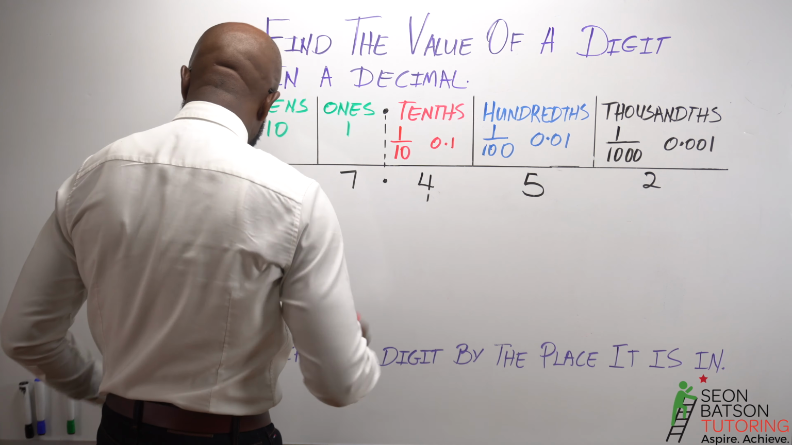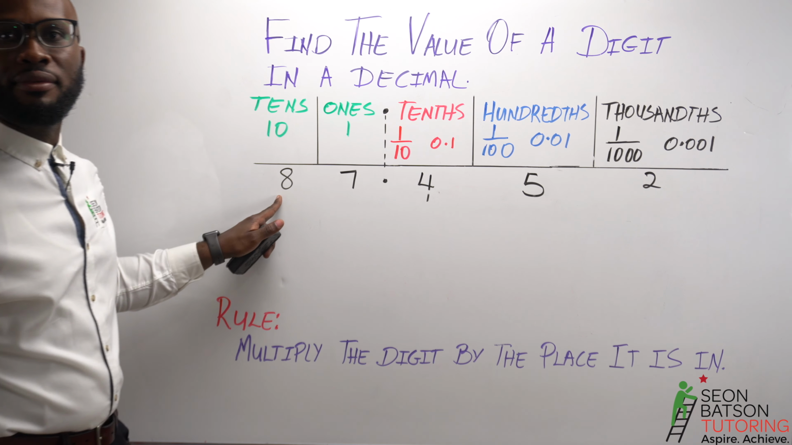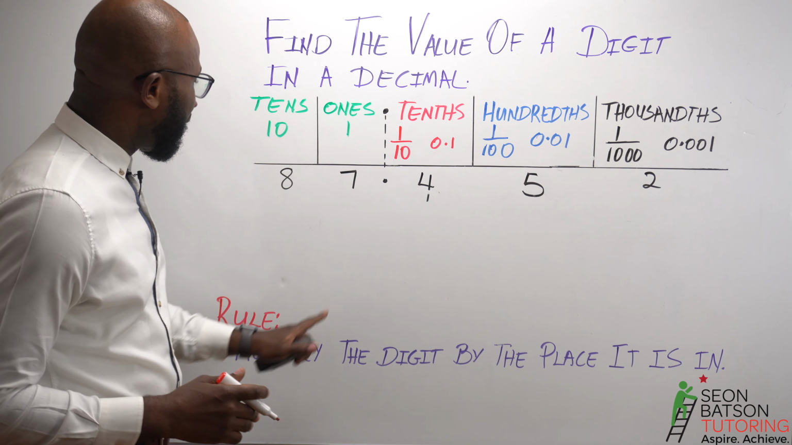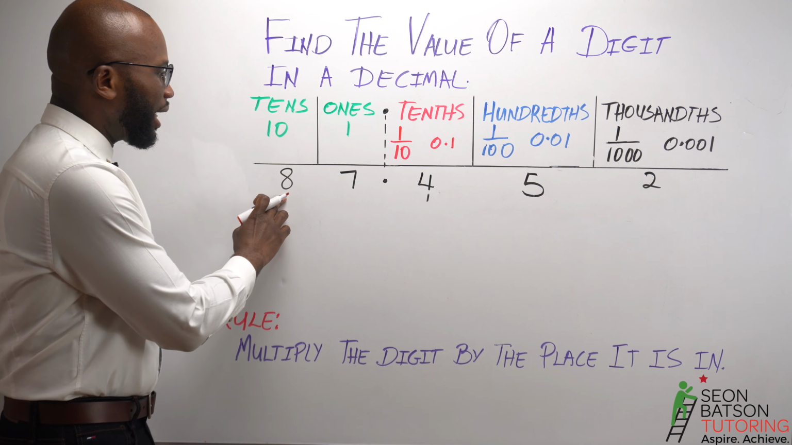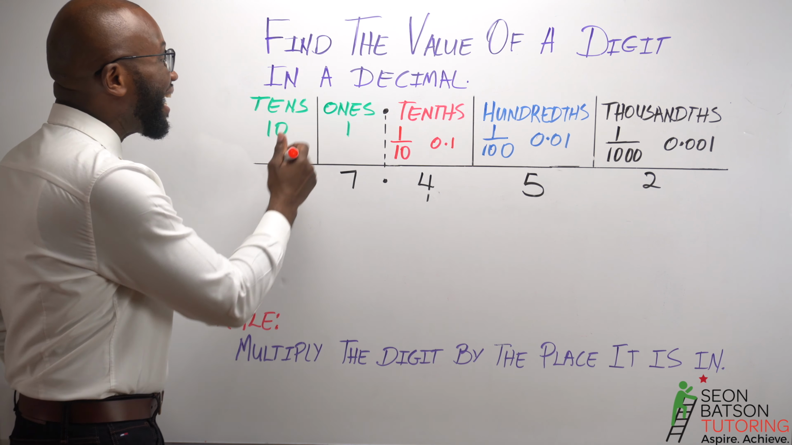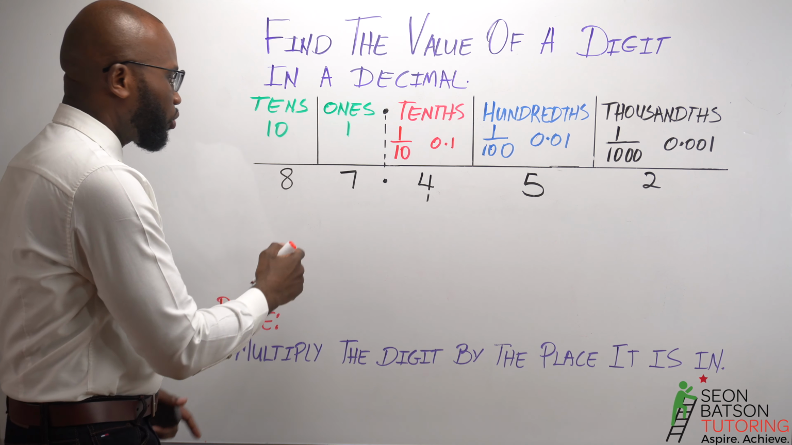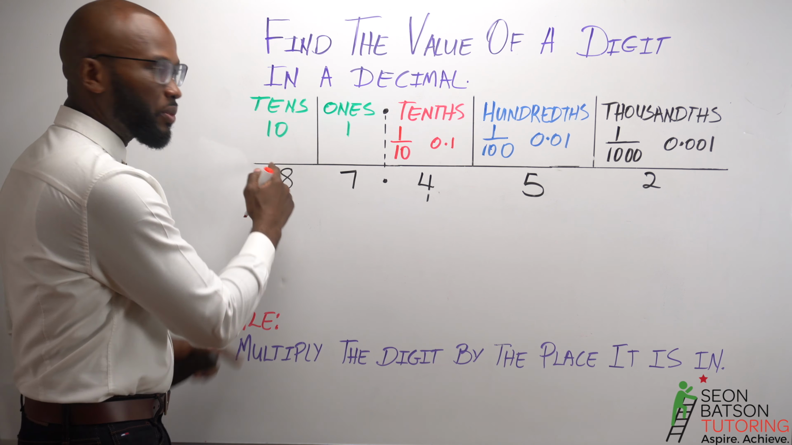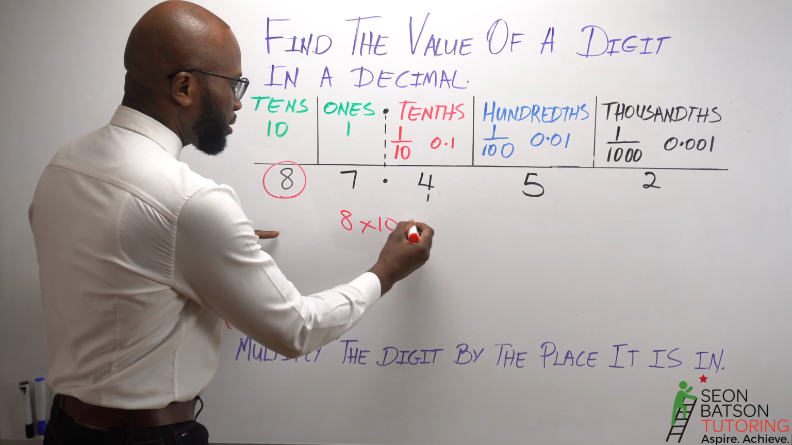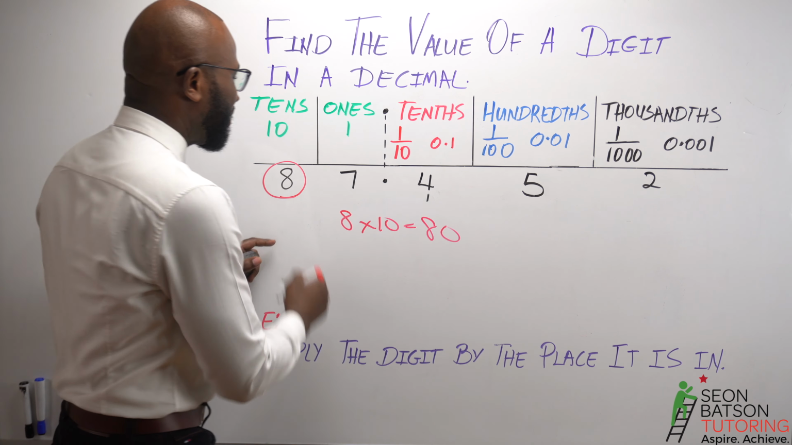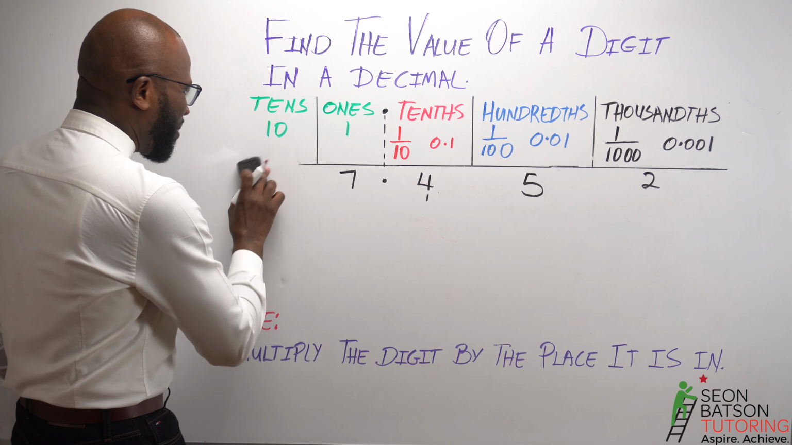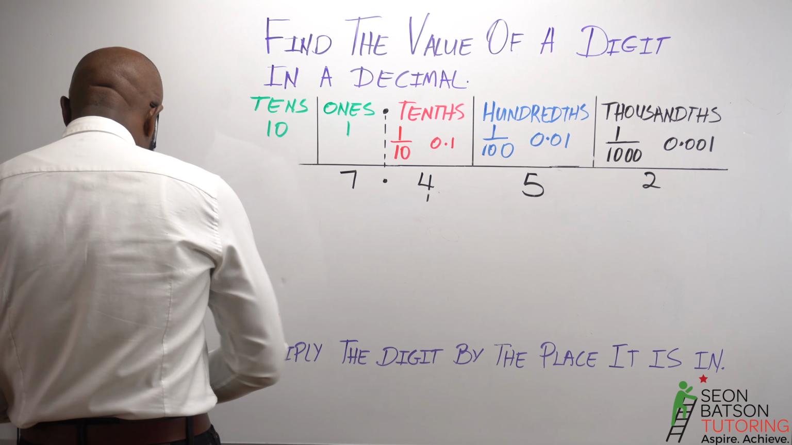All right, now, here is a bonus one. What if I want to find the value of this 8? Again, to find the value of the 8, we will simply multiply the 8 by the place the 8 is in. Since the 8 is in the tens place, we will simply multiply 8 by 10. So to find the value of this 8, we will simply do 8 times 10, which is 80. So this 8 has a value of 80. That was just a little bonus one for you guys there.